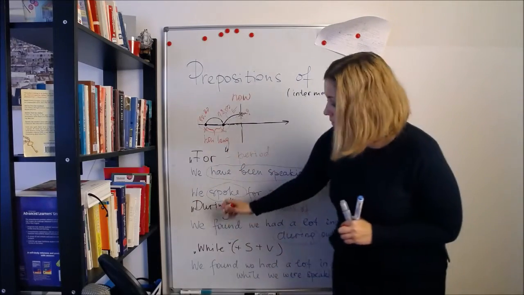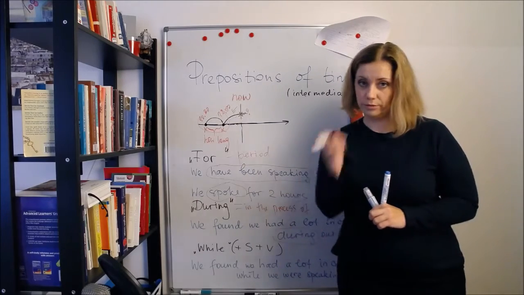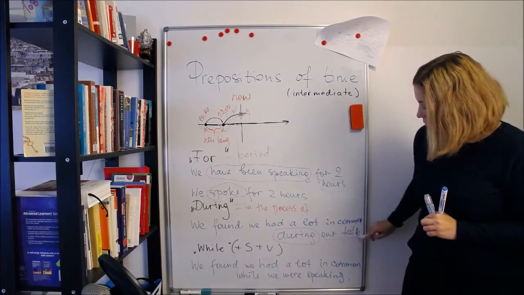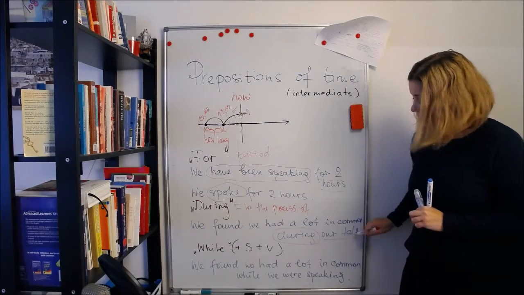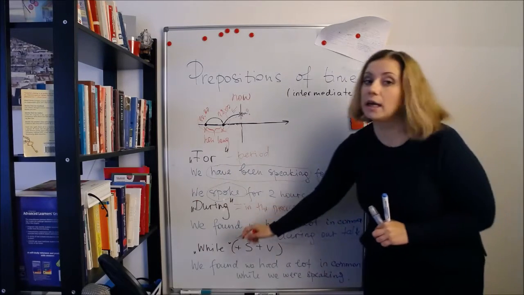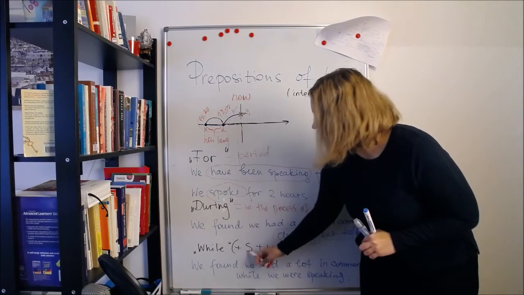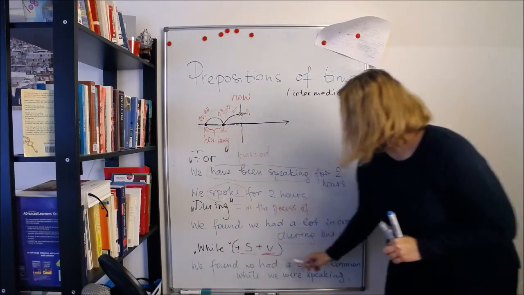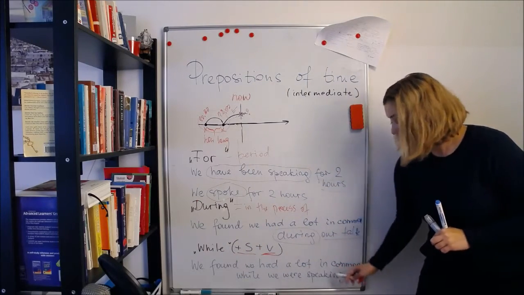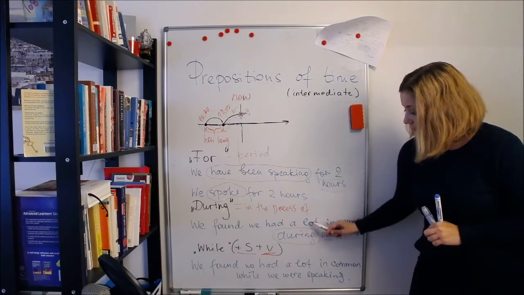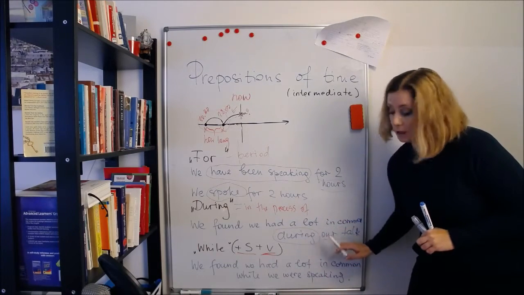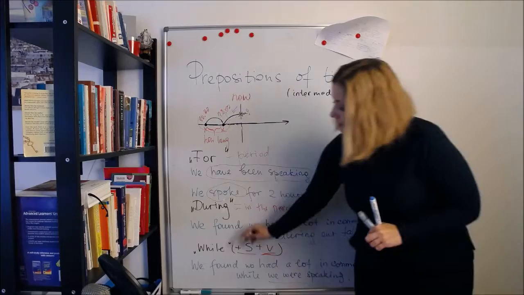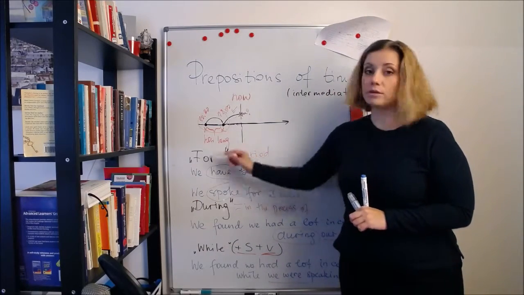So, and while is similar to during, they are grammatically different. So they mean the same, in the process of. But if you noticed, I used a noun, talk or conversation, after during. After while, you use a sentence. So here I show you it's a subject and another verb, okay? We found we had a lot in common while we were speaking, while we were talking. So this sentence and this sentence, they mean the same, but you see the grammar structure is just different. So here it is the grammatical difference, but here it is the difference in meaning.